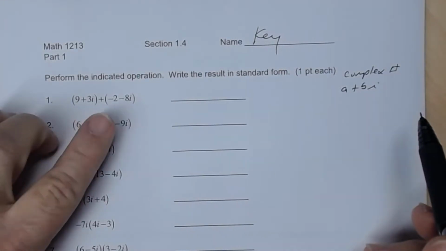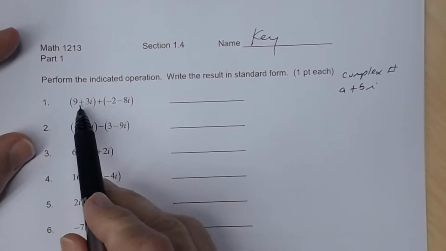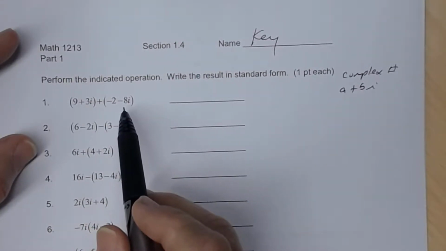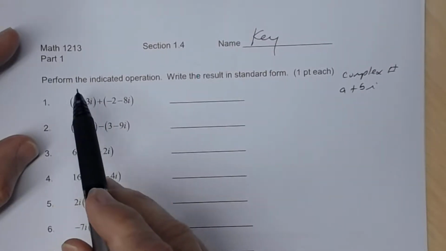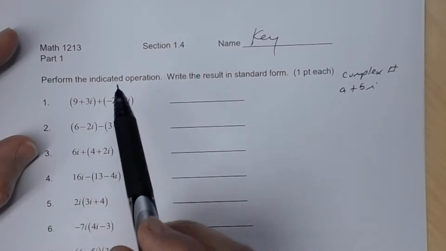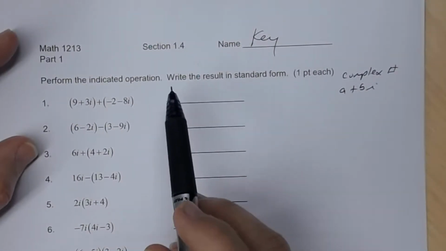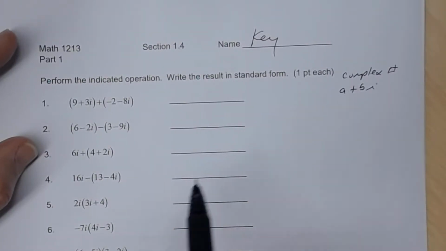All right, so in number 1, you have these two complex numbers. The first one is 9 plus 3i. The second one is a negative 2 minus 8i. And you're adding these two complex numbers. So make sure you are reading the operations very carefully. You know what operations you're dealing with. And then you want to write the answer in standard form. And standard form just means a plus bi.